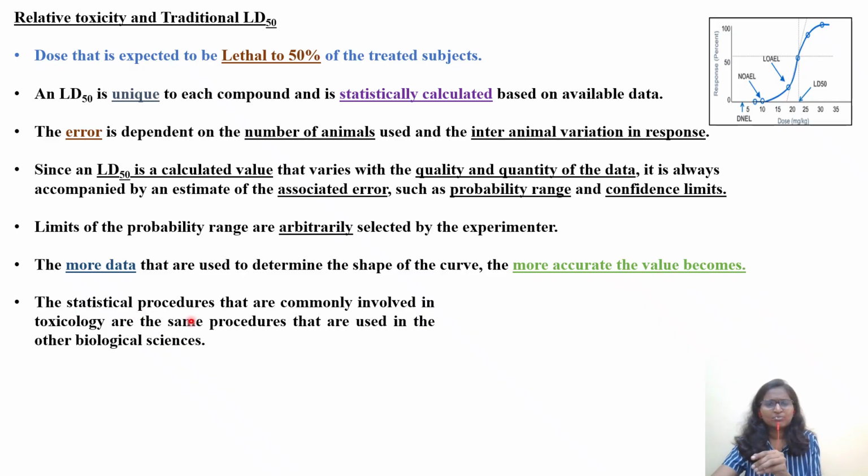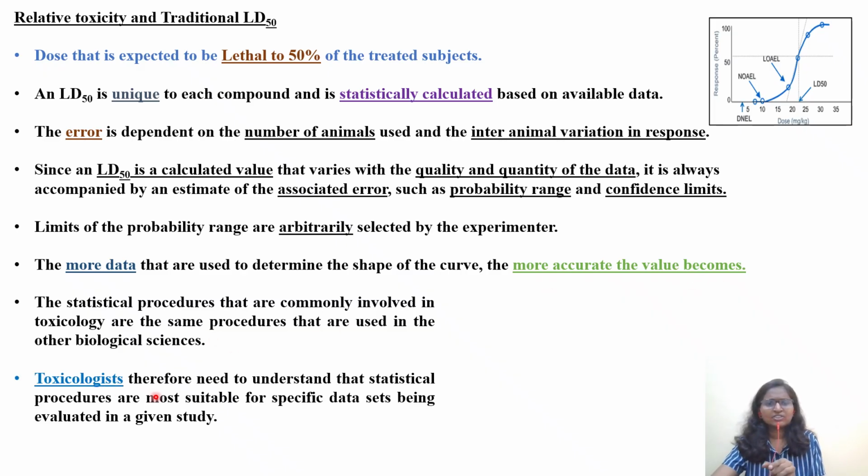The statistical procedures that are commonly involved in toxicology are the same procedures that are used in other biological sciences. So the Wilcoxon method is there, some Litchfield-Wilcoxon method or something like that. Some statistical methods are there when you derive this LD50. Toxicologists therefore need to understand that statistical procedures are most suitable for specific data sets being evaluated in a given study. Okay, this is a typical dose response curve.